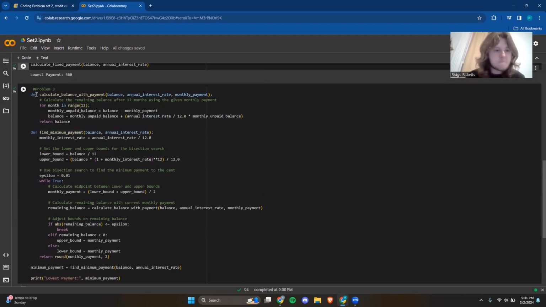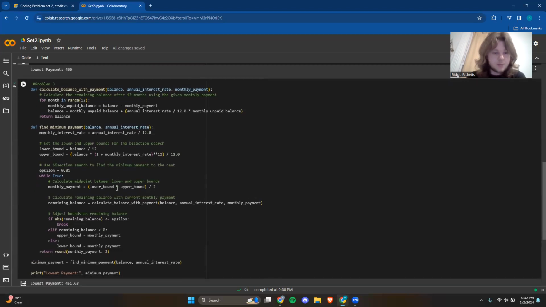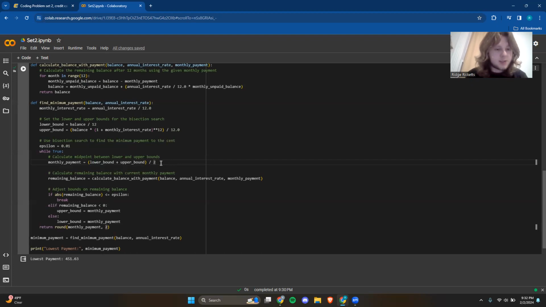So up here is where we initially define it. It's going to take in three, just like problem one. And this one takes a little bit more. We use a for loop, as well as define the minimum payment, and then set the bounds for the bisection search, and then use the bisection search to find the minimum payment. After that, we calculate the monthly payment, the lower bound plus the upper bound divided by two.